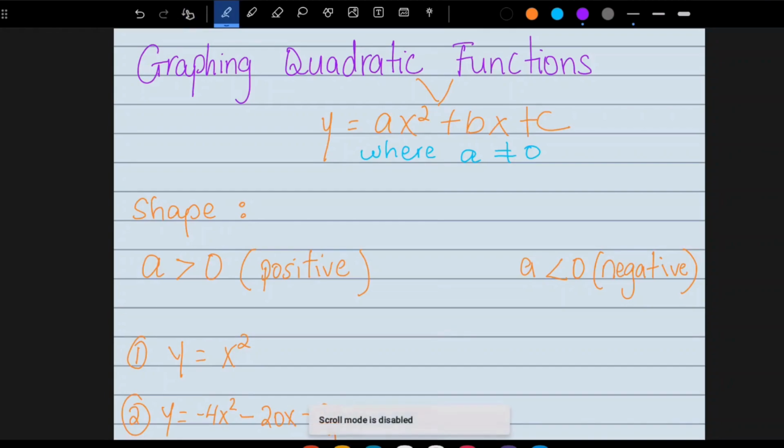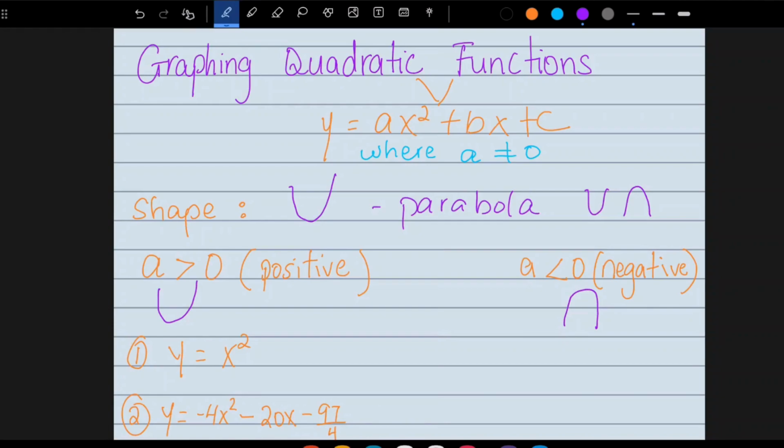What is the shape of a quadratic function? It is a U-shape known as a parabola. Alright, now it can shape upward or it can shape downward. It depends on the value of a. Now, if a is bigger than 0, in other words, a is positive, then your graph will shape upwards. So you have a U. If a is less than 0, in other words, it's negative, then you have the reverse.